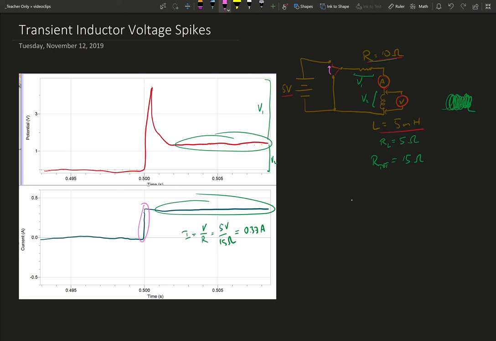If we consider the inductor, the current that goes into it is going to induce a voltage in one coil over.